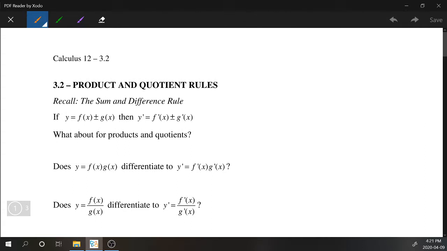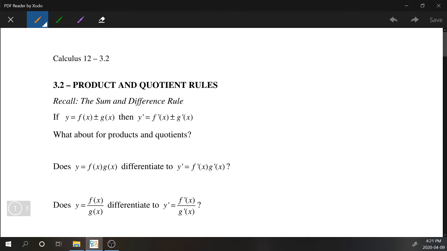Okay, so from the day previous, we looked at the sum and difference rule, and that is if you have y equals some f of x plus some g of x, or subtract g of x, then the derivative would be the sum of the derivatives individually, or the difference of the derivatives individually.